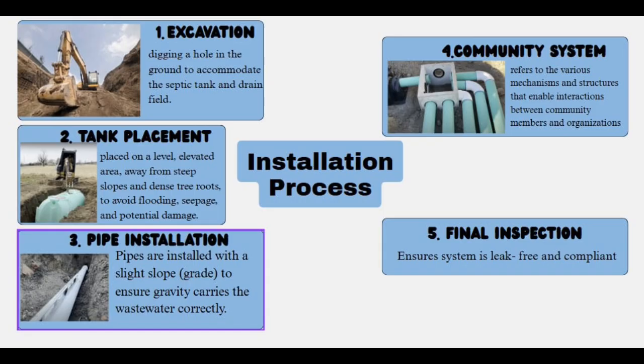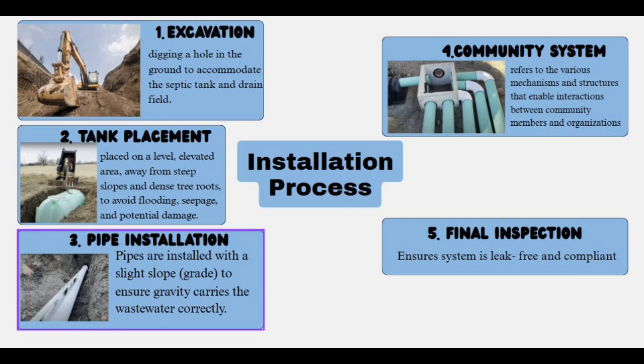Next is the installation process. First is excavation, which involves digging trenches for the tank and pipes. Next is tank placement. The septic tank must be installed on level ground to ensure proper separation of solids and liquids. Third is pipe installation. Pipes are installed with a slight slope grade to ensure gravity carries the wastewater correctly.